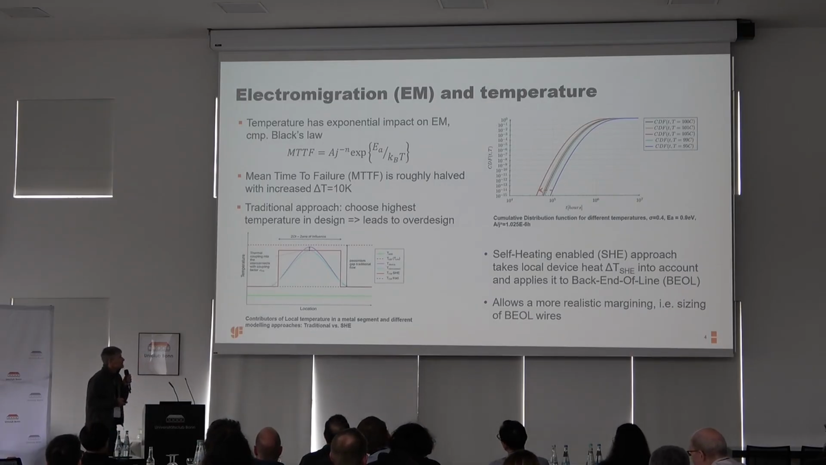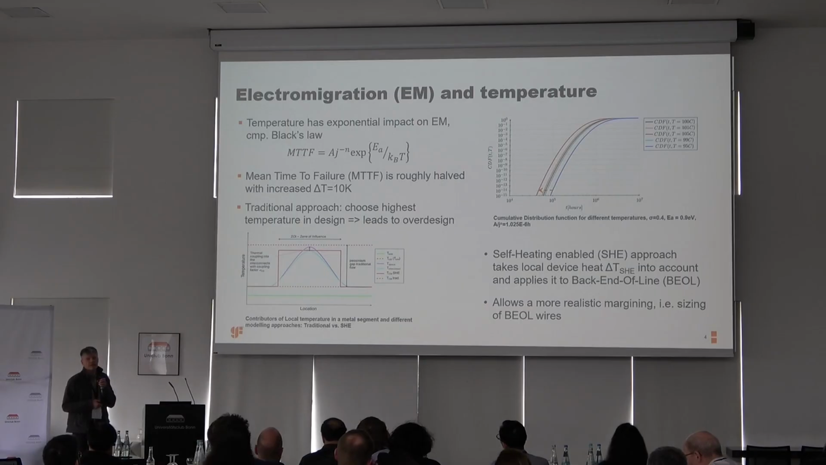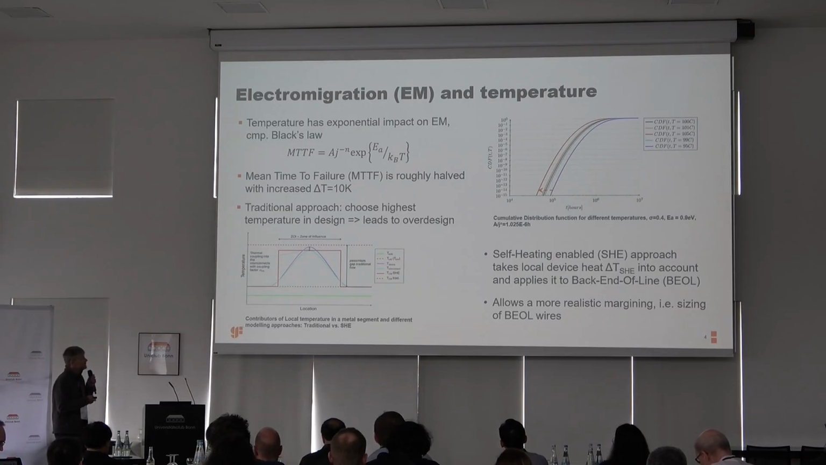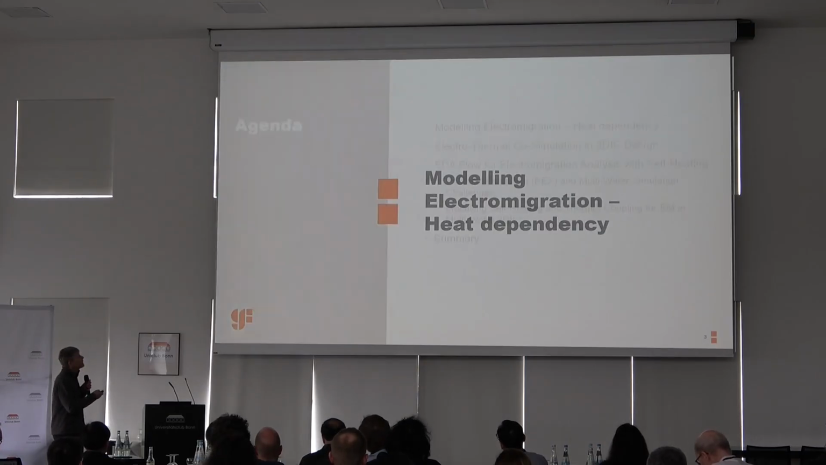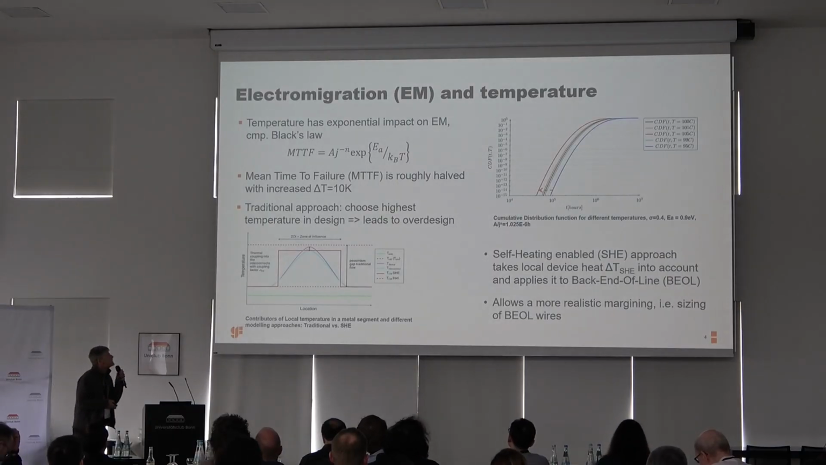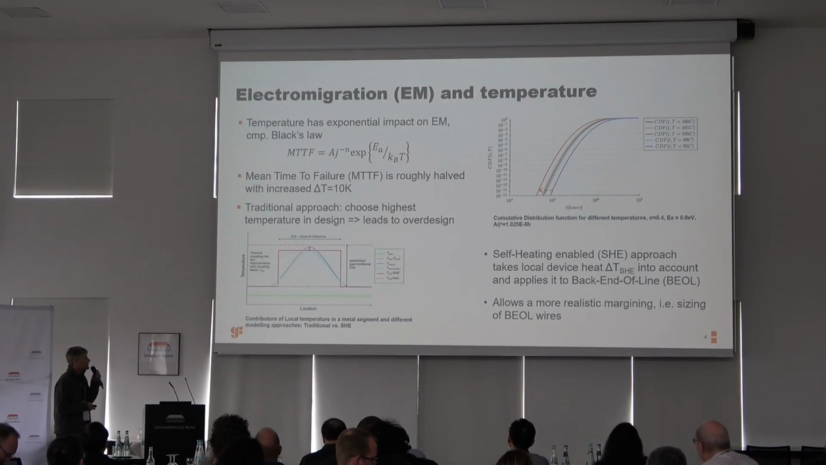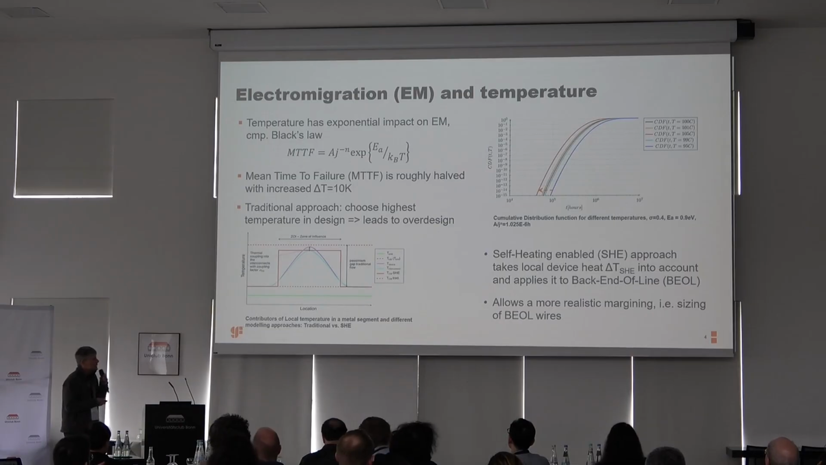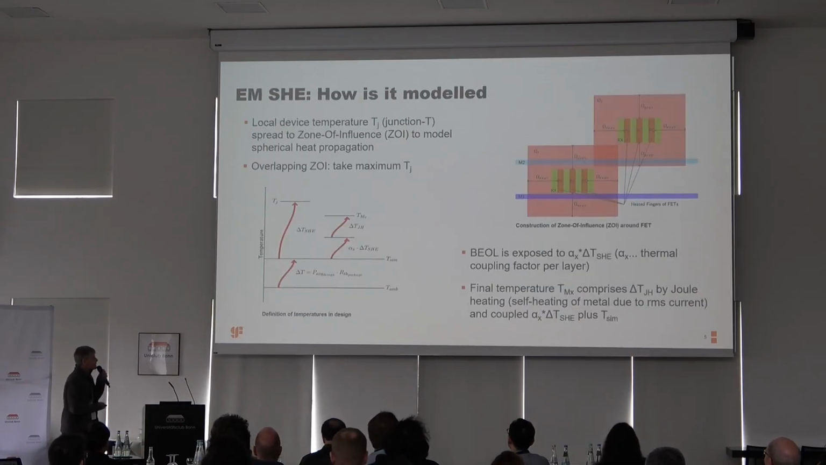So we came up with something else. So just taking the hot areas of your devices into account and applying the device's temperature only to these local spots where it applies to. So here you see, for instance, when the temperature is increased by 10 degrees, your lifetime will be halved. So as soon as we take this temperature into account, I will show you next how it is modeled.